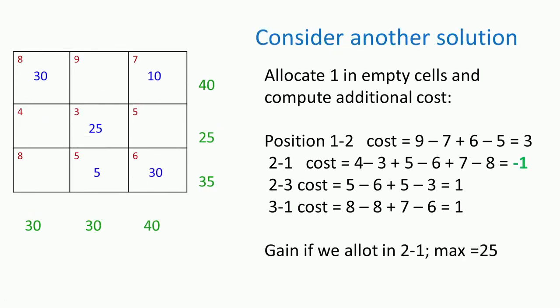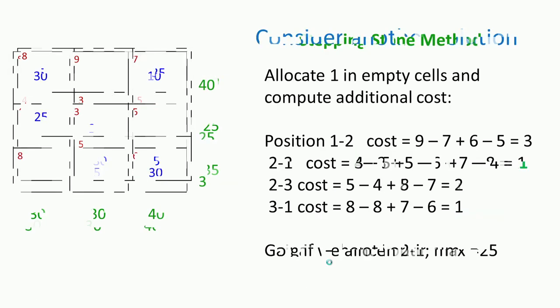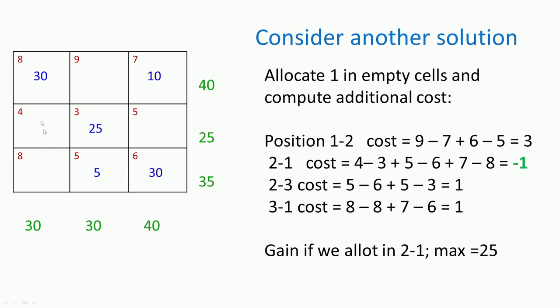Now look at another solution. Now, let us look at a solution which is given here 30, 10, 25, 5 and 30. Let us check whether this is the solution for the min cost from the min cost method. So, this had 30, 10, 25, 5 and 30 with cost equal to 590. So, this is the solution that we obtained using the min cost method. Now, this had a total cost of 590.